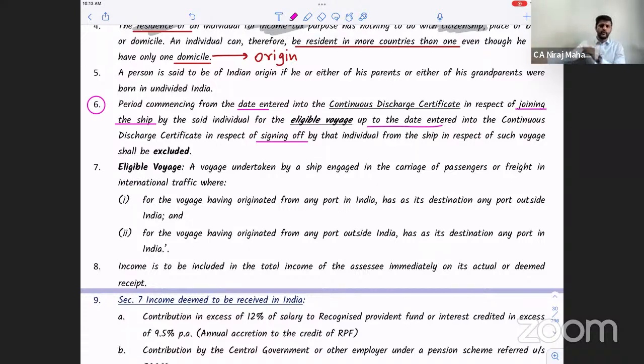Signing off means he is saying goodbye to the ship, right? By that individual from the ship. The CDC is given by the master of the ship. In respect of such voyage, shall be excluded. Try to understand what is happening here.